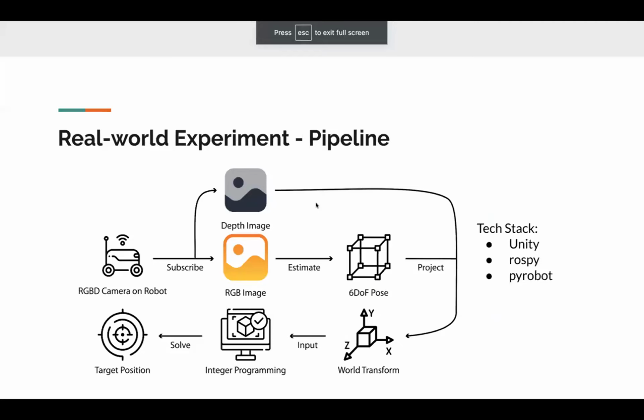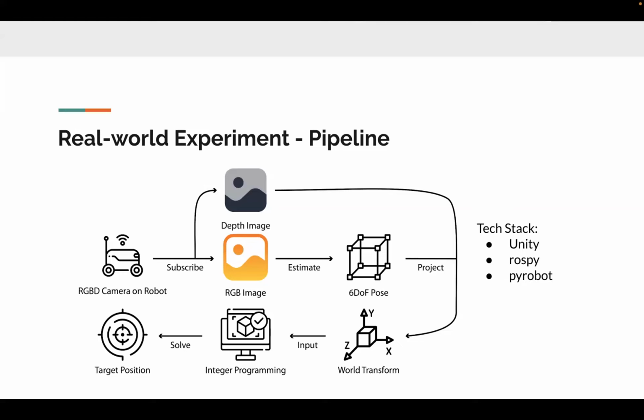Here is the real world experiment. Here is the pipeline. We have a robot with an RGBD camera. We subscribe to the RGB image and the depth image. For the RGB image, we do 6 DOF pose estimation. And since we have the depth images, we can project it to the real world coordinate system. After that, we get the real world XYZ of the detected object. We take this as the input for integer programming, and last, we can solve the targeted object.